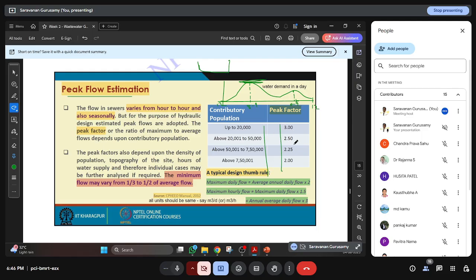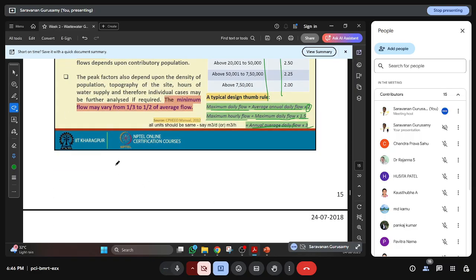Again, peak factors are given. Usually the thumb rule is maximum daily flow is average annual daily flow into 2. If you know the average daily flow, you multiply with 2 to get the maximum daily flow. If you want to know the maximum hourly flow, you multiply the maximum daily by 1.5. So maximum hourly is average daily into 2 into 1.5, which gives 3. This is the basic thumb rule you have to remember. If you know the average daily flow per day, I know the average daily value.